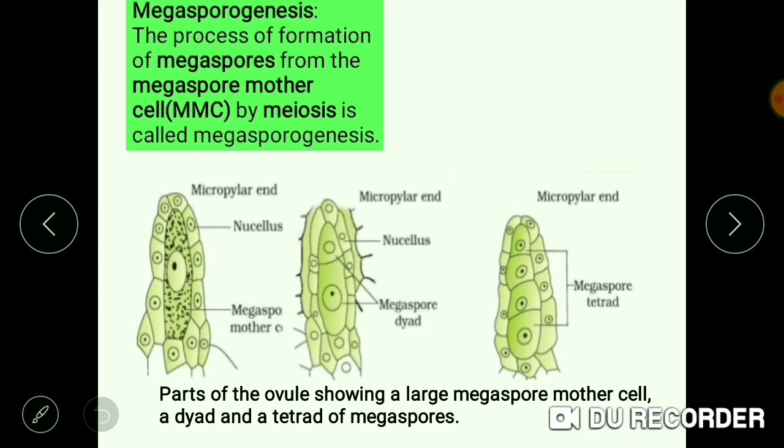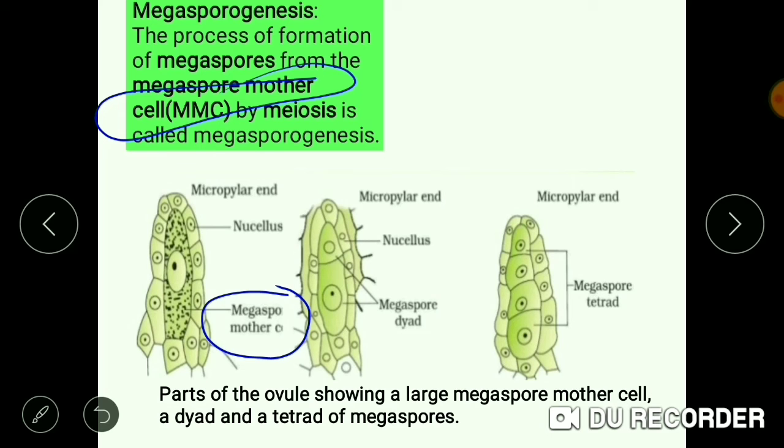Now, what is the megaspore mother cell? We have studied about nucellus. It is a tissue present in the inner region of megasporangium or ovule. Inside the nucellus, there is a dense cytoplasm and a central large nucleus present, and this region is known as megaspore mother cell. This megaspore mother cell undergoes meiosis.